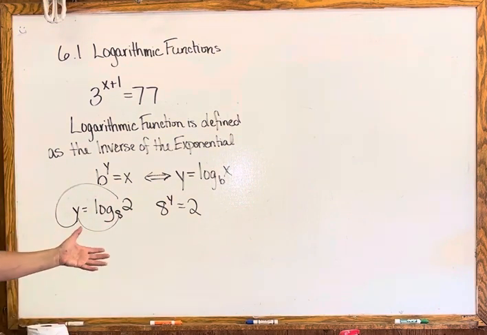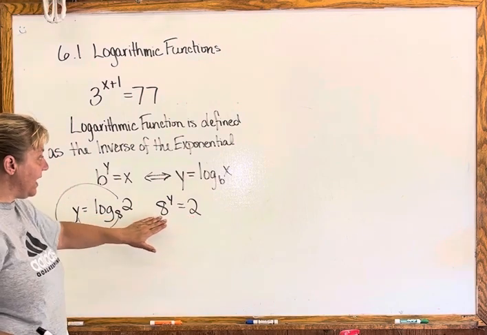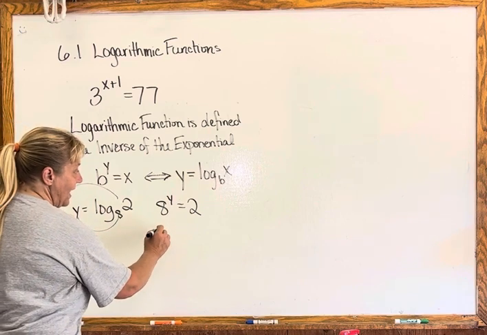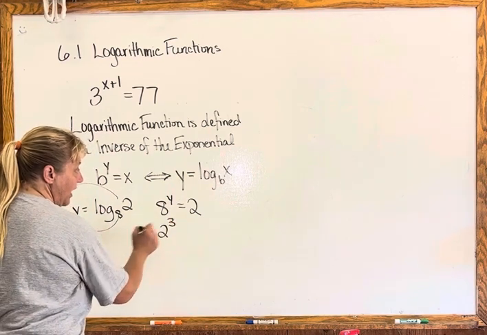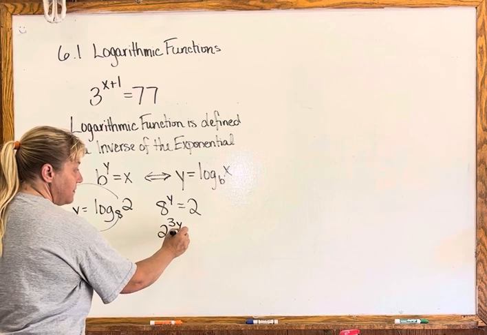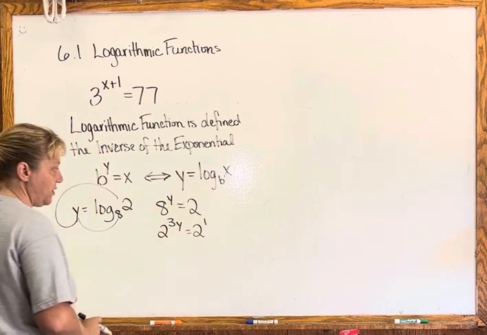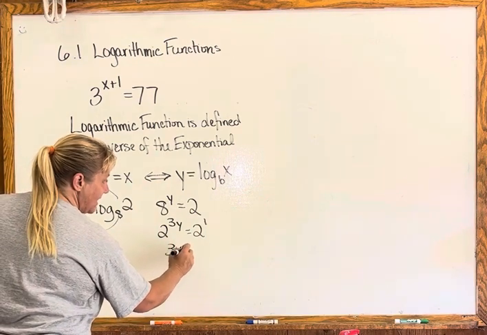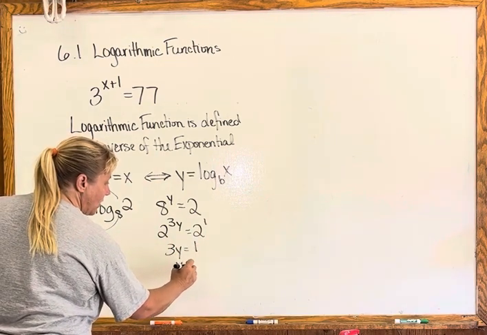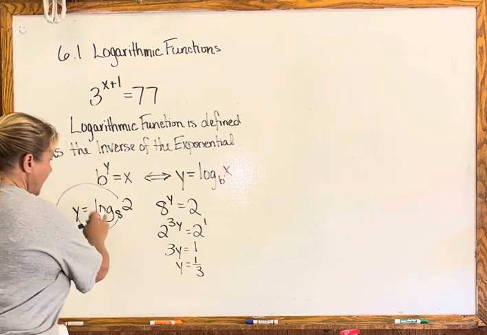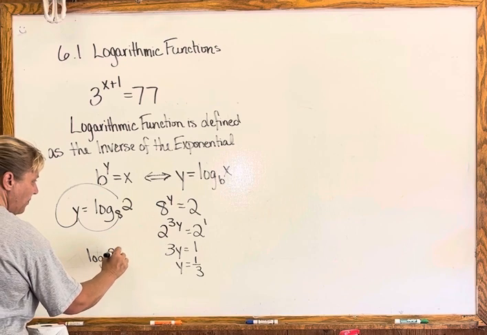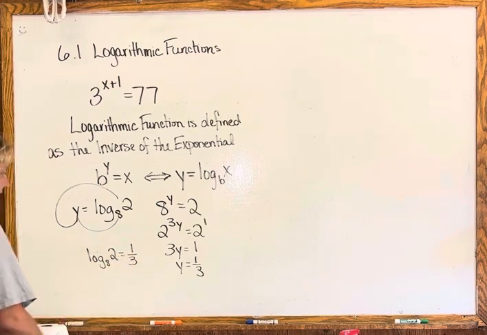Now, from what we were doing last time, can we get 8 and 2 with the same base? So could we write 8 as 2 to the 3 and then include the y? And remember that this is 2 to the first power. So 3y is equal to 1, so y equals 1/3. So this notation right here, log base 8 of 2, is just a really ugly way to write 1/3.